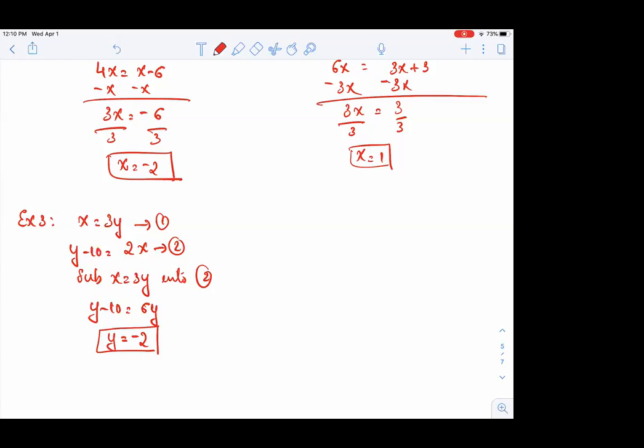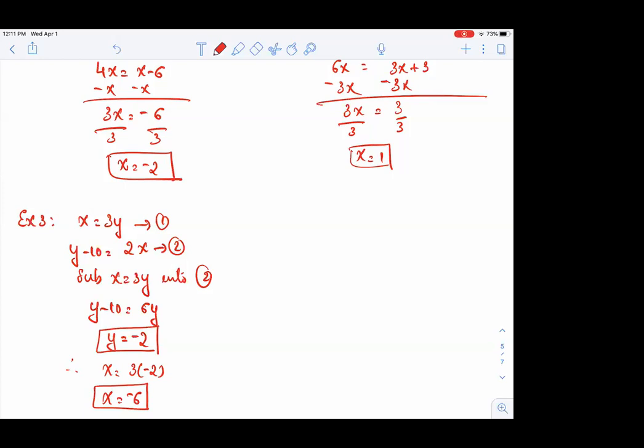We got the y, therefore, x is equal to 3 times negative 2 because we are substituting back into the first equation. We know x is equal to 3y. We already found what y is. So just substitute there and we have x is equal to negative 6. Are we done? Yes. Let me see. There is one more step. Who remembers that?